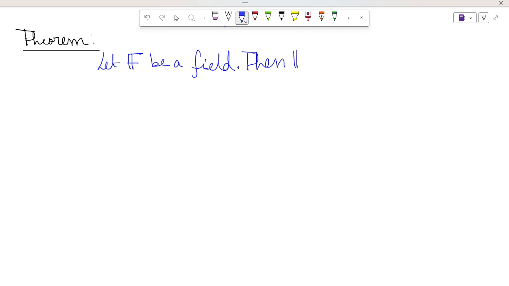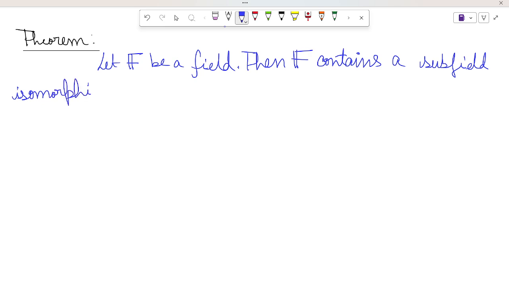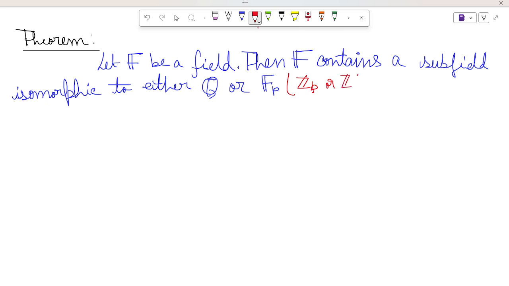then F contains a subfield isomorphic to either Q or F_p. Sorry, by F_p we mean, what is F_p? It is Z_p, sorry, Z mod p, that is F_p. Z mod pZ.